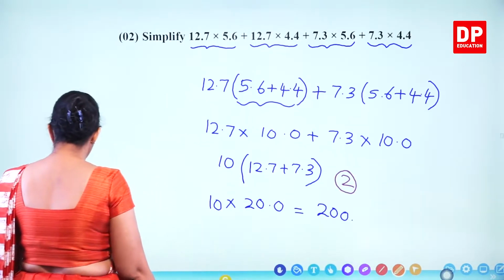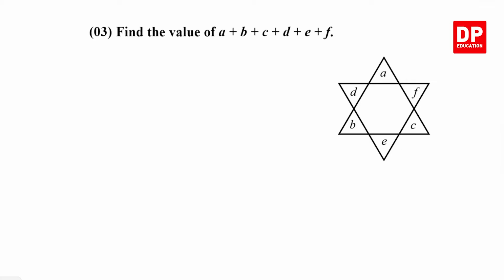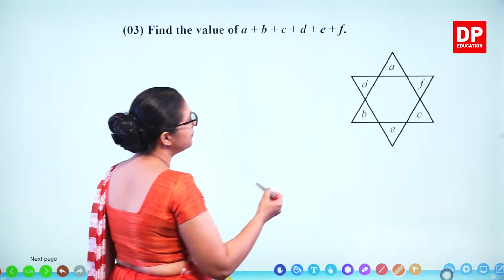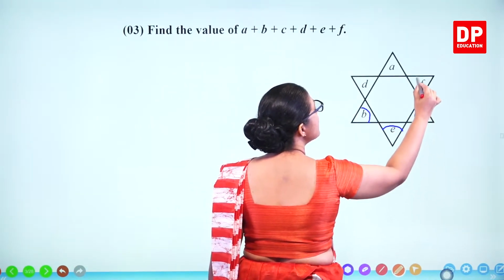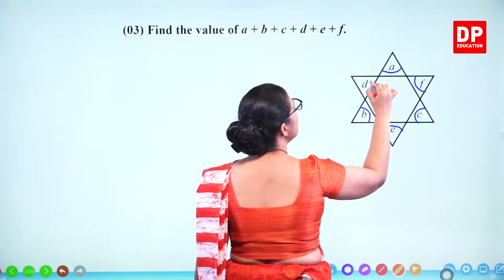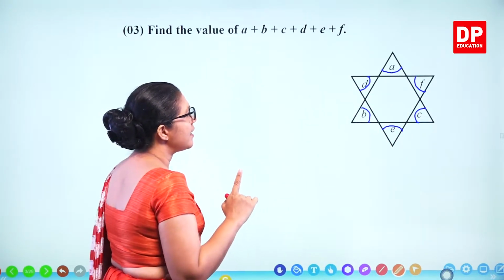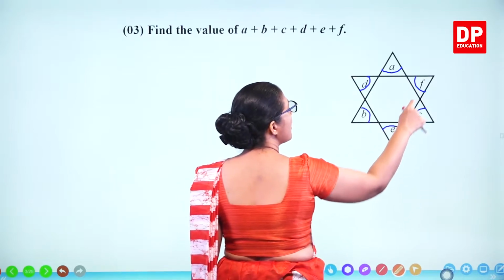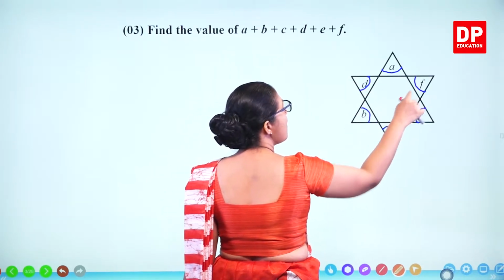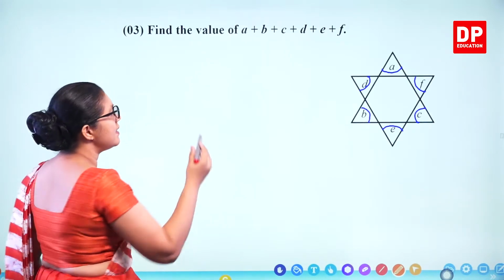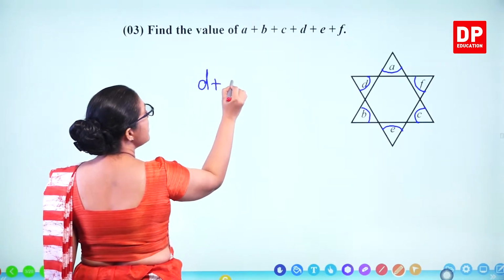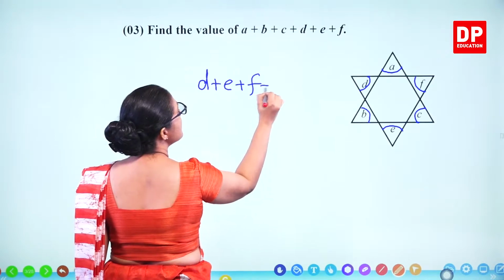Question number 3. Find the value of A, B, C, D, E, F. All these are angles here. Now look carefully at this triangle, DEF. The sum of angles in a triangle is 180 degrees. So DEF is 180.